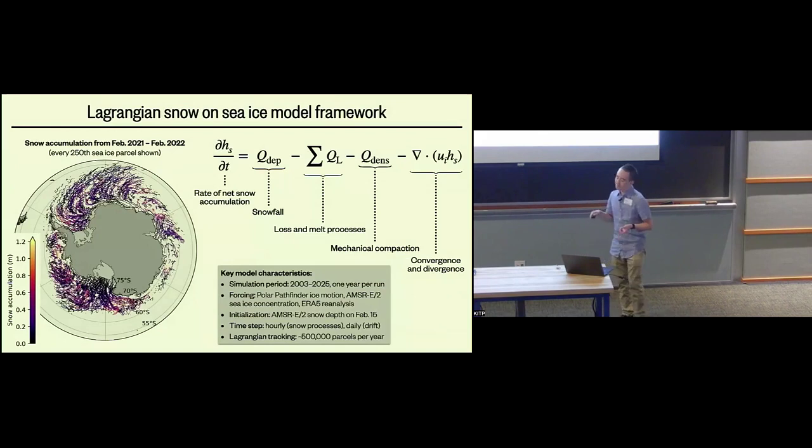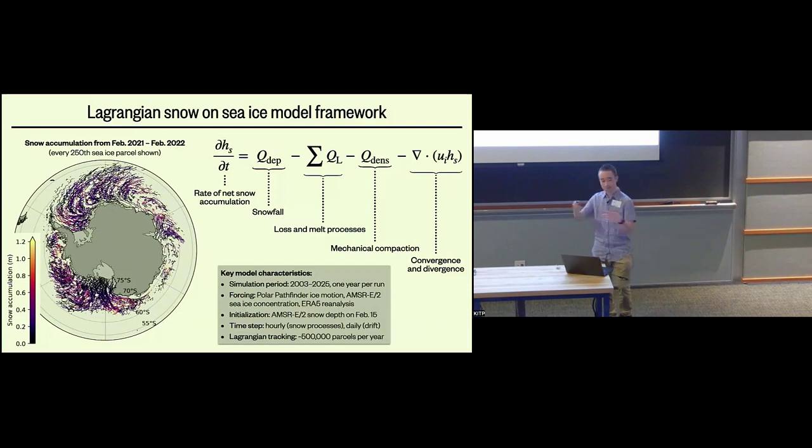So what I've developed to address these uncertainties is a model that accumulates snowfall from ERA5 reanalysis along these remotely sensed Lagrangian sea ice drift trajectories. So every year the model tracks about 500,000 Lagrangian parcels, which get initialized as ice forms, and get destroyed as ice melts. This image shows snow accumulation on every 250th sea ice parcel over 1 year of the model run. The model includes processes that I think should be important for resolving the mass budget of the snow layer, as well as changes in the bulk density of snow.